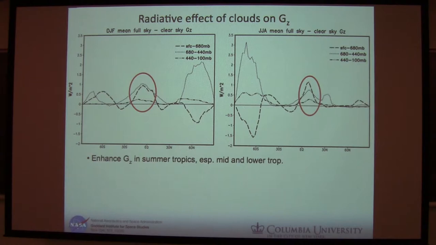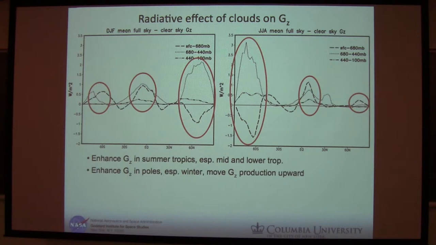The first thing that we notice is that clouds enhance GZ in the summer tropics throughout all levels of the atmosphere, but particularly in the middle and lower troposphere. And also we see that clouds enhance GZ at the poles, particularly in the winter pole. They in fact suppress GZ in the lower troposphere, but greatly enhance GZ in the middle troposphere and a little bit in the upper troposphere, thus having an effect of moving GZ production upward from the surface to the mid-levels.